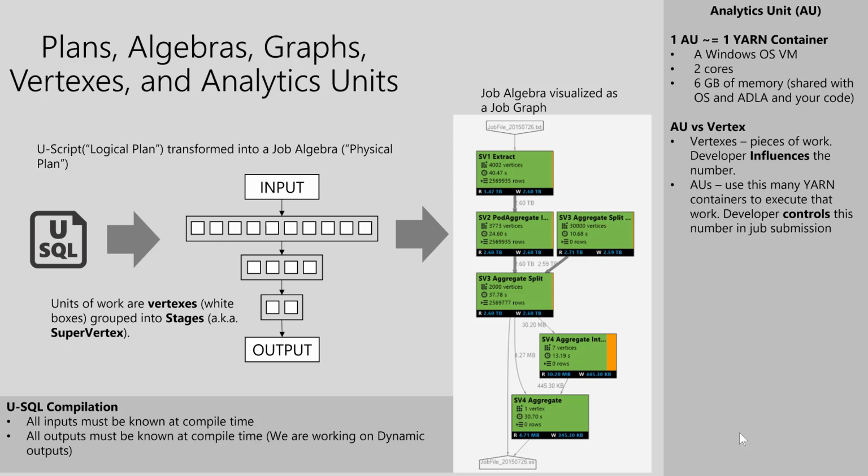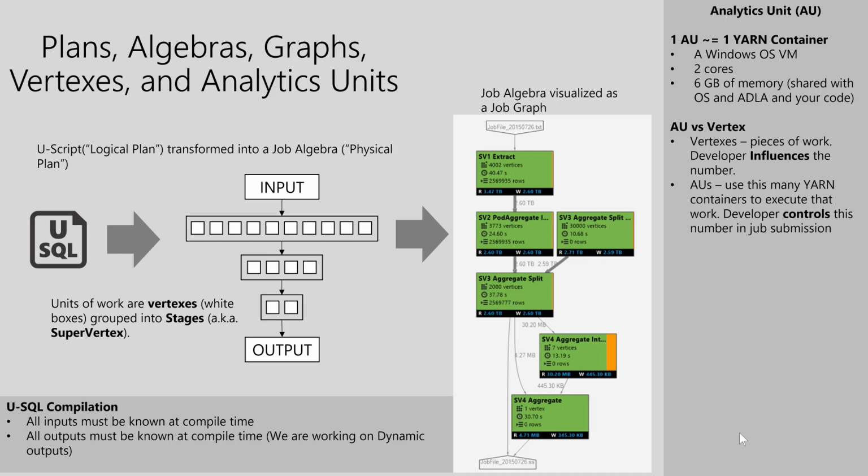Now, what happens is these vertices are pieces of work. And remember, to execute one, we'll allocate an AU, or assign an AU. That's one YARN container, which is implemented as a VM, so it's isolated. The VM has 2 cores and 6 gigabytes of memory. In the future, we're going to think about ways of assigning more AUs per vertex to a stage or operation, because some work requires more memory or more cores, depending on what you're trying to do.